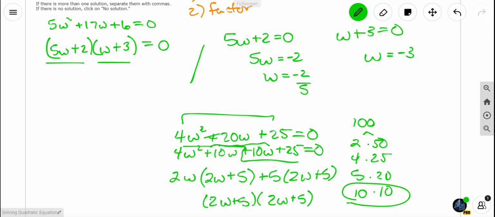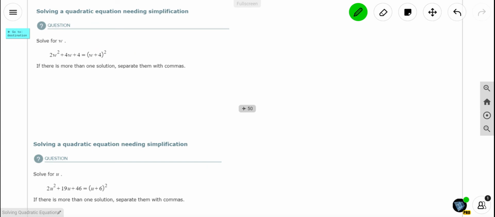And it actually could have been written as 2w plus 5 quantity squared. I don't know if they're going to make you go to this form, okay? May or may not. By the way, I used the AC method, but I would have immediately recognized it, and I would have been able to do it in one step if you know your factoring.